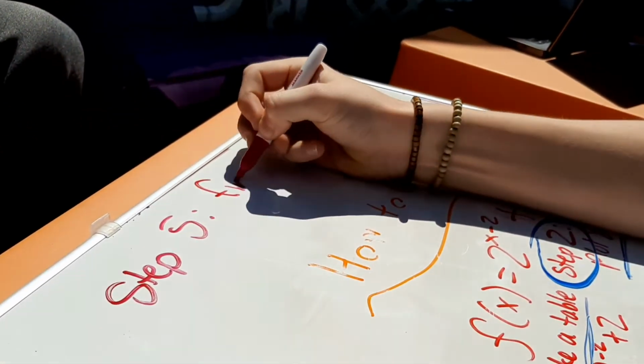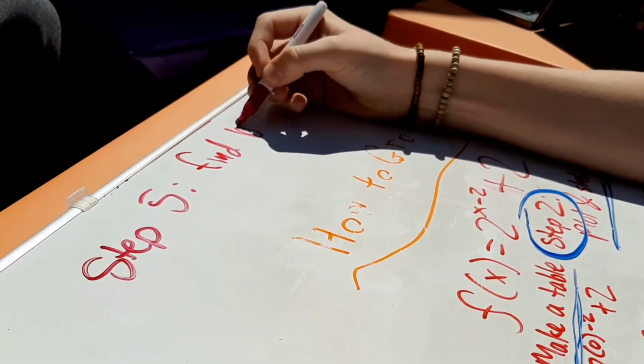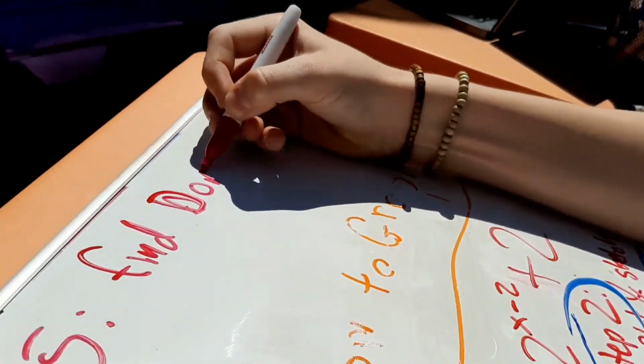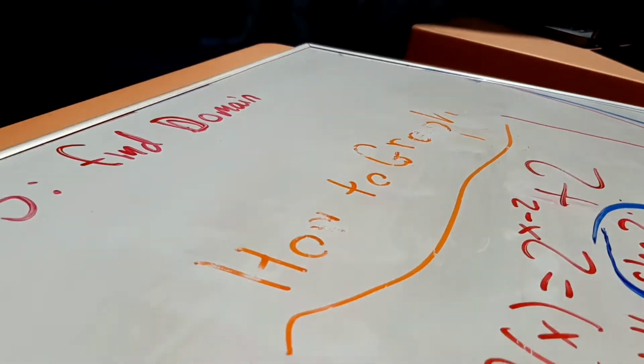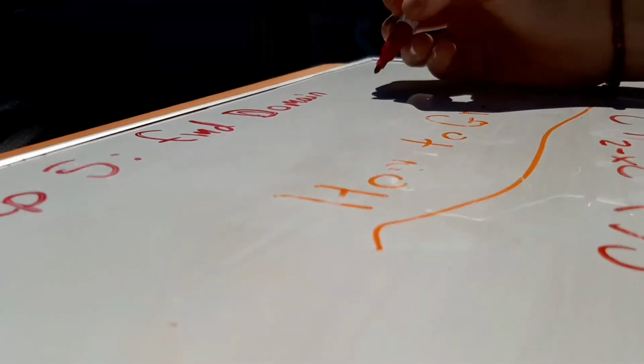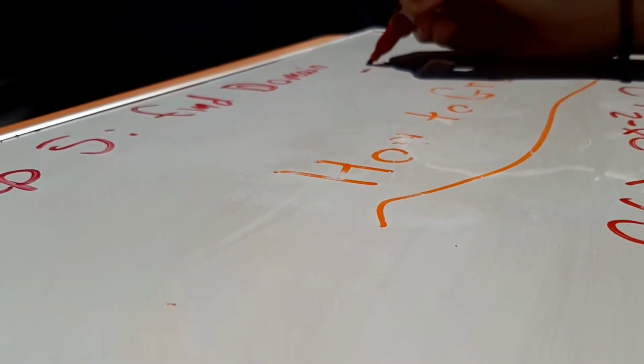In step 5, we will define the domain first. As we discussed earlier, every domain in an exponential equation is negative infinity to positive infinity, because it's always increasing outward both positively and negatively.